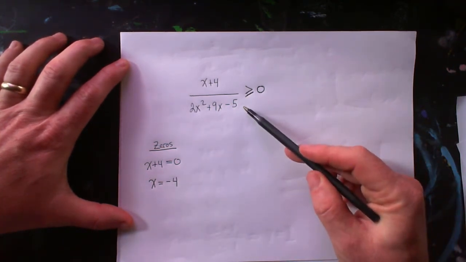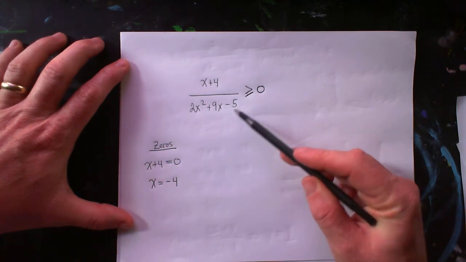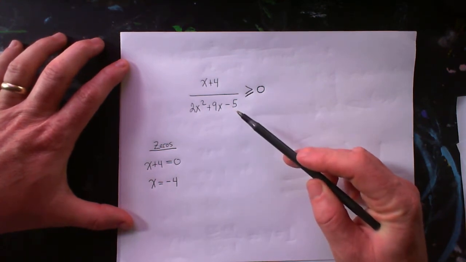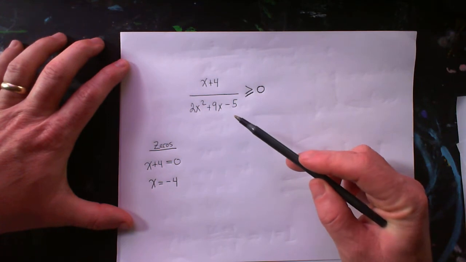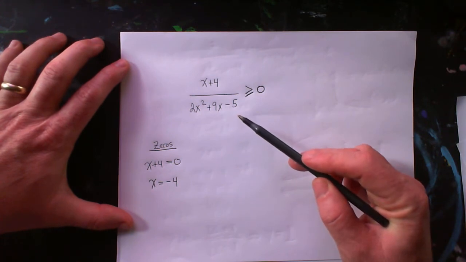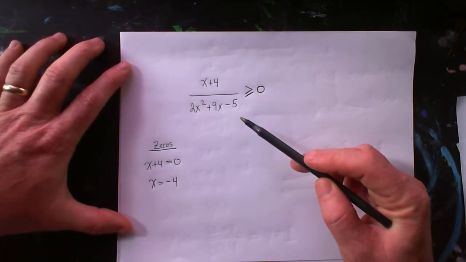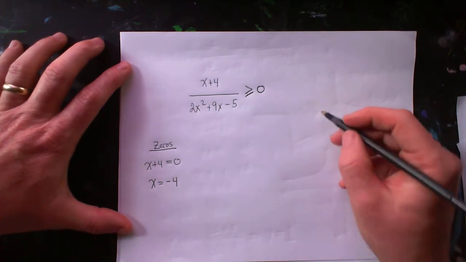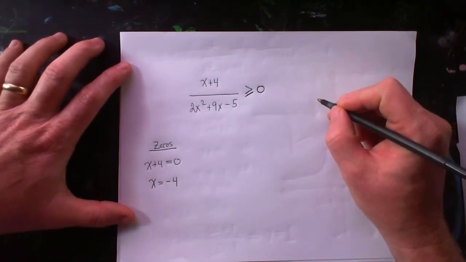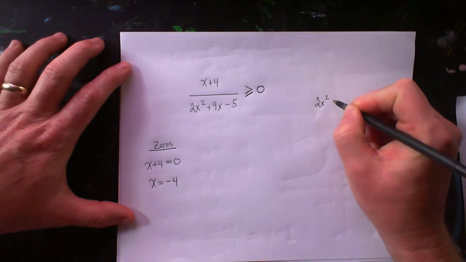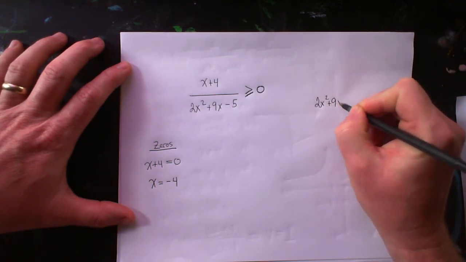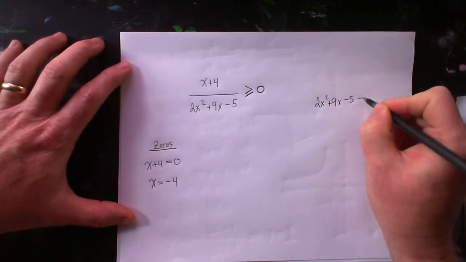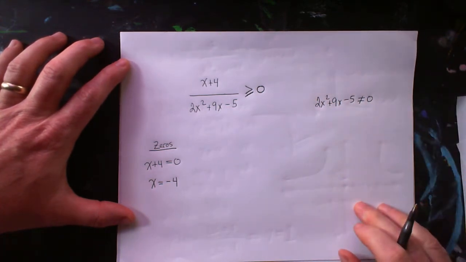We then look at our denominator. Now remember, the zeros of the denominator, that is where we have either point discontinuities or we could have asymptotes. So over here, I'm going to factor this thing out. 2x squared plus 9x minus 5. And we know that this cannot equal 0.